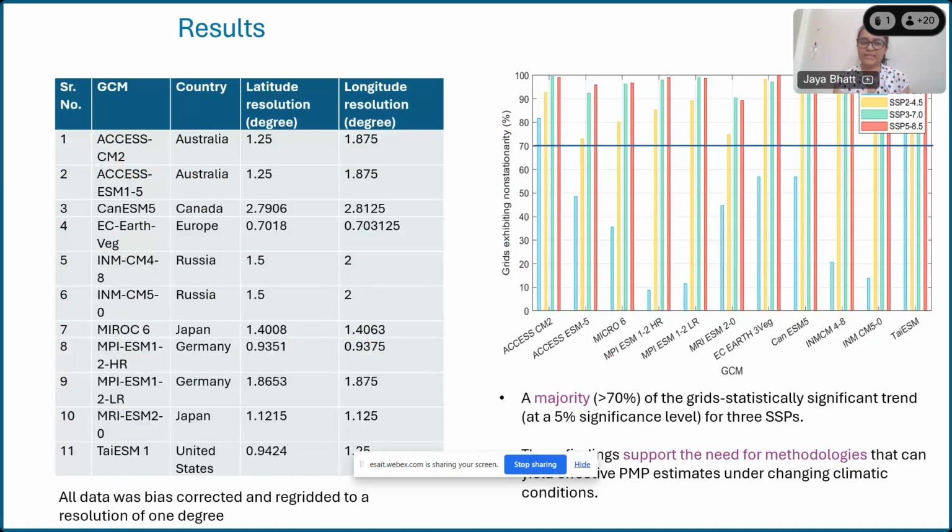All this has been processed and bias corrected with the observed data that we have and regridded to a 1 degree resolution. We did some preliminary analysis to assess whether the trend that we are expecting in the dew point temperature is really significant or not. We performed a Mann-Kendall test, and we found that more than 70% of the grids over the zones in India demonstrate a statistically significant trend. So our hypothesis seems to be in line with the data as well.